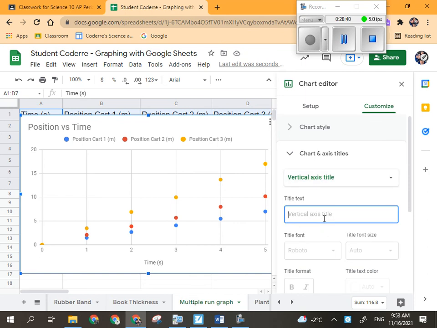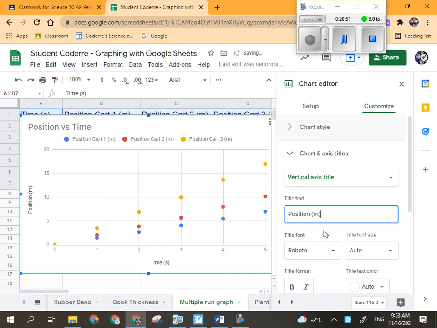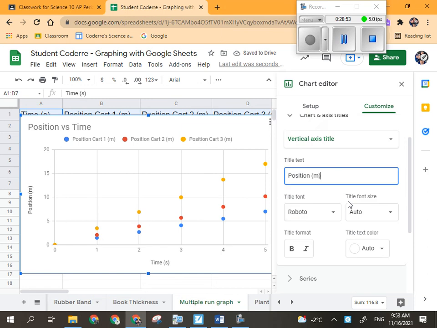What's on my y-axis? Position of the cars in meters. All right, so that stuff's all set.